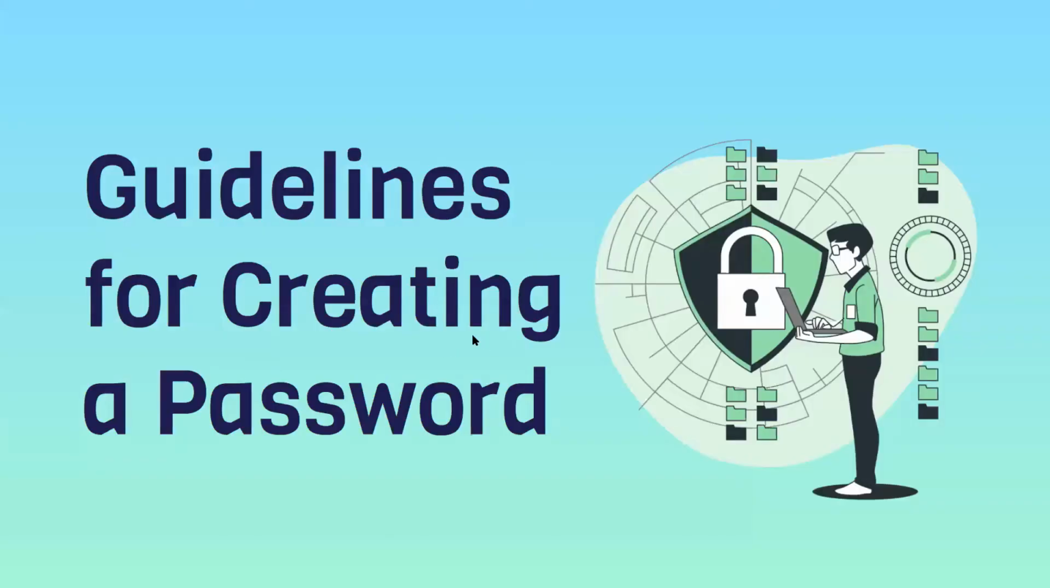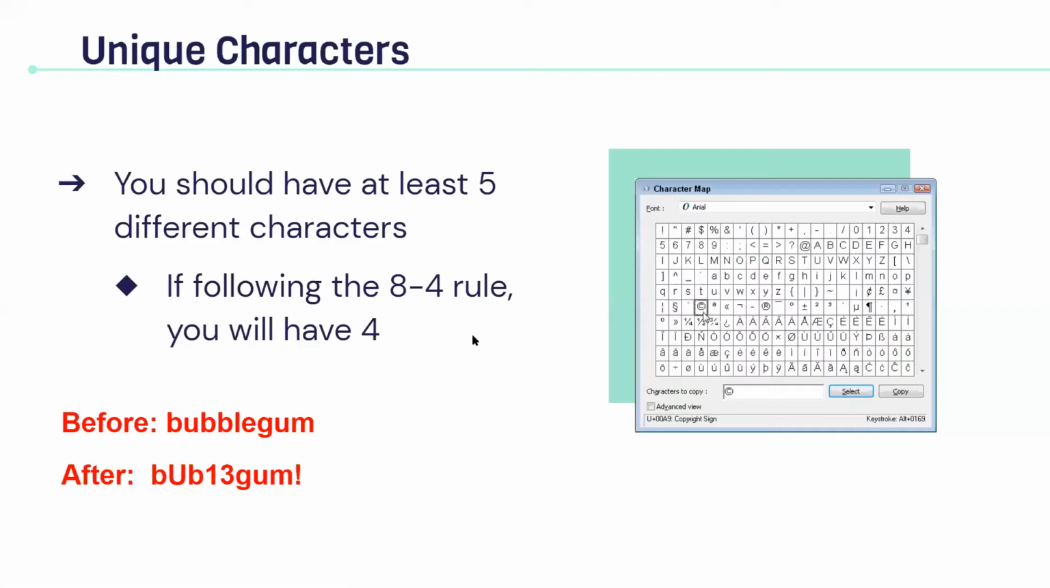So, guidelines for creating a password. For unique characters, you should have at least 5 different characters. If following the 8-4 rule, you will have 4. For example, let's say your password is bubblegum, and unique characters are basically numbers or uppercase or lowercase. It will become this password, which is lowercase b, uppercase U, lowercase b, and then the L becomes 1, the E becomes 3, and then gum. So this is a unique character.